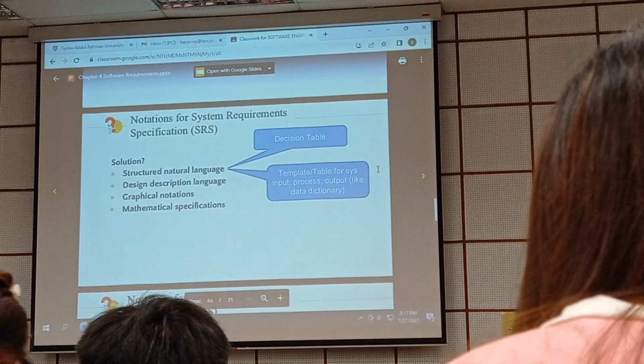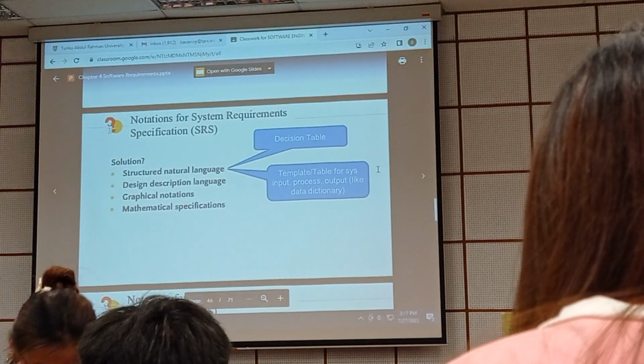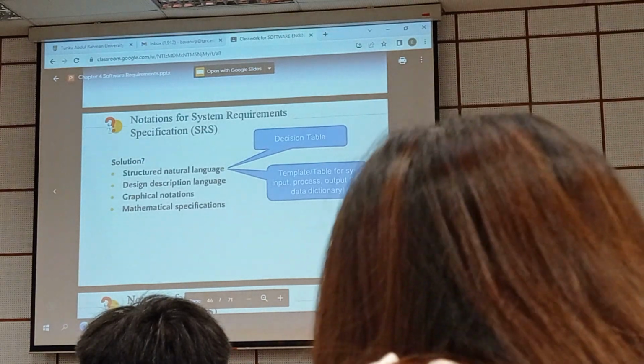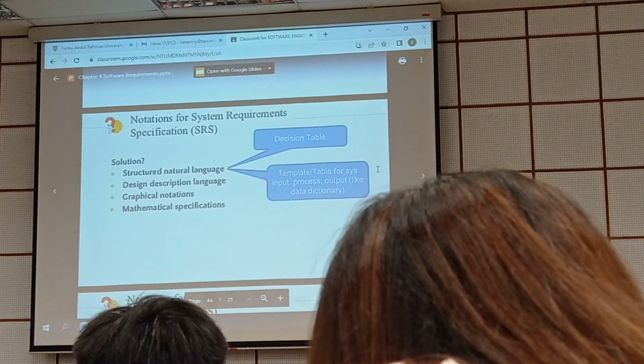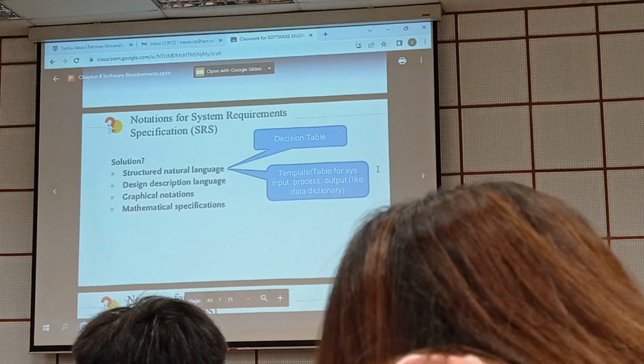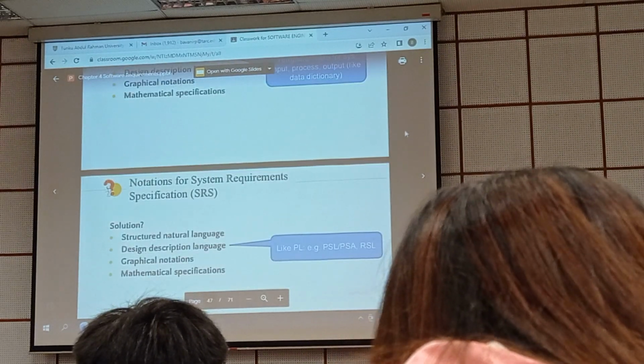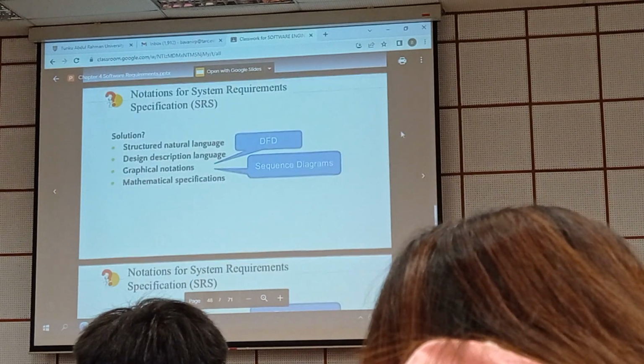So that is a graphical notation. Graphical notation is a flow chart, or any diagram related to flow chart, or you have a context diagram. To context diagram, we have a DFD diagram, right? All that. Okay. The next one is mathematical.